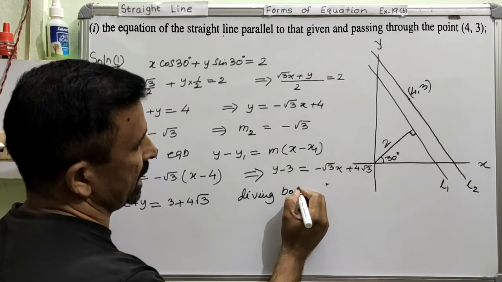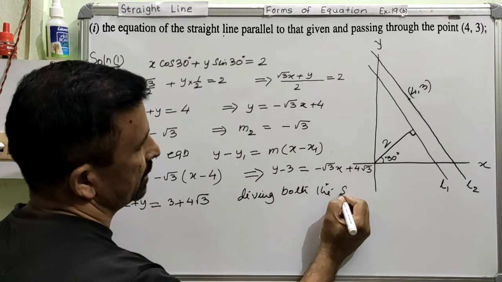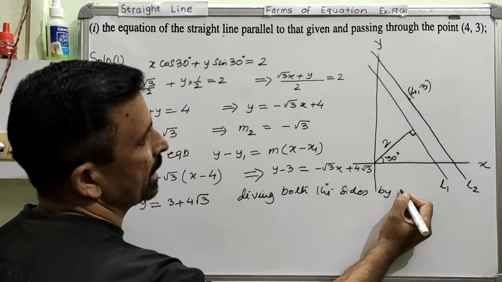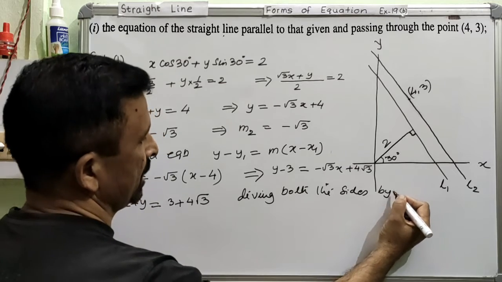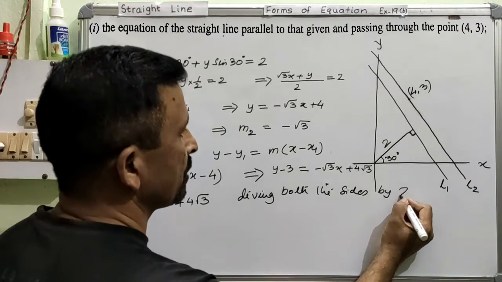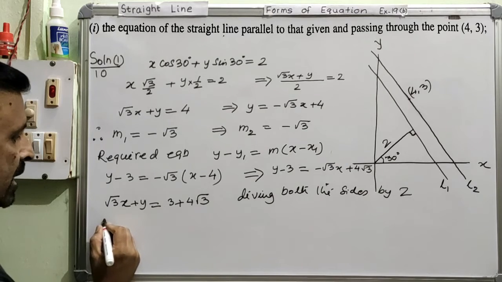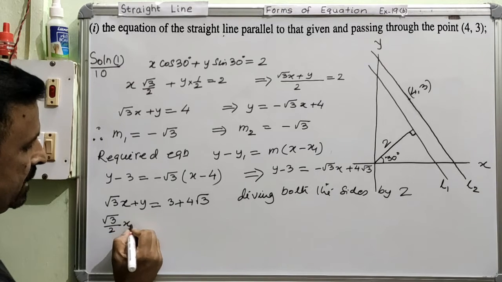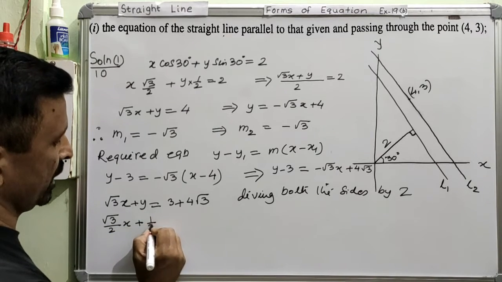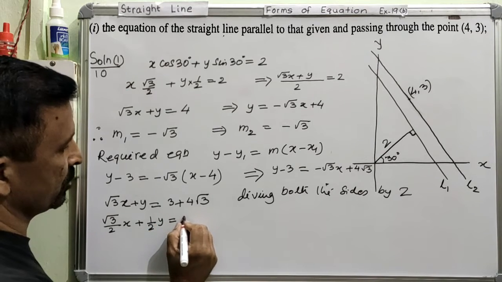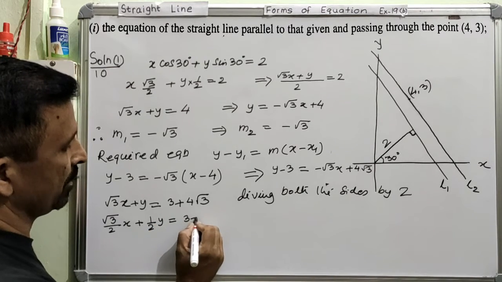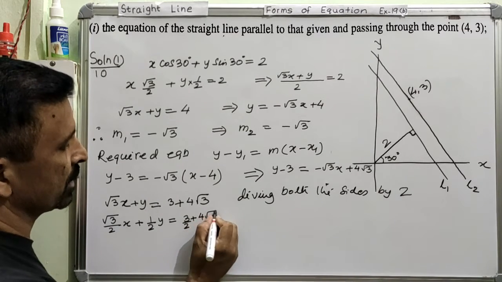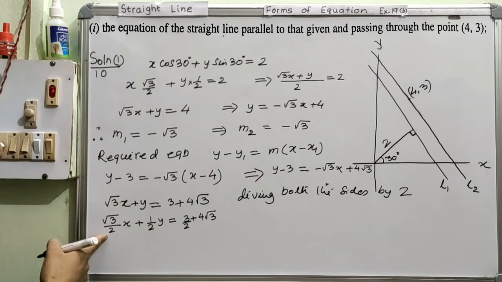Dividing both the sides by 2. So see what happens. Then this becomes root 3 over 2 x plus 1 over 2 y is equal to 3 over 2, or maybe we can have a common, okay, let us have it separate, 3 over 2 plus 4 root 3. Is it okay? Now we got this value.